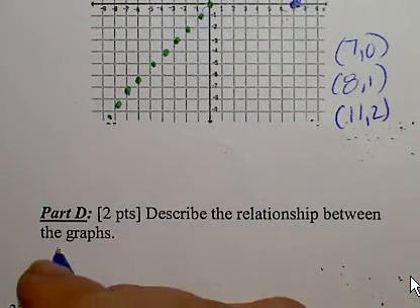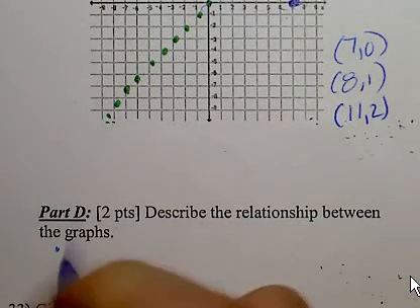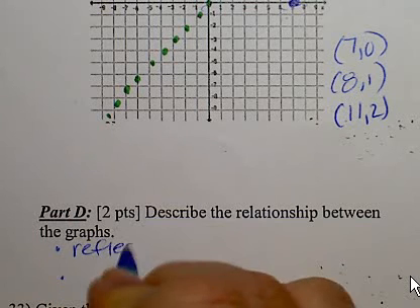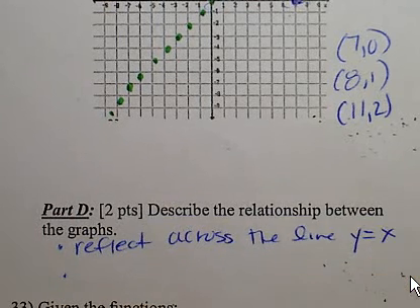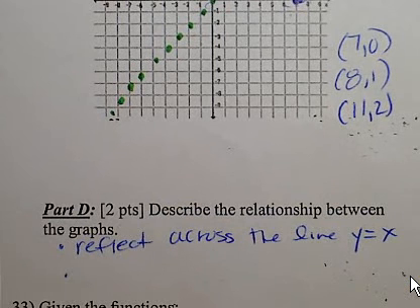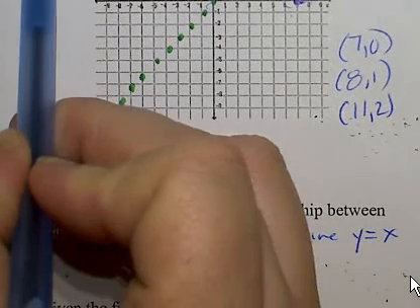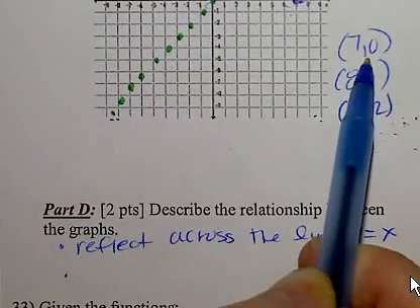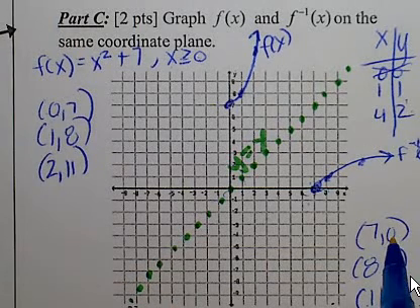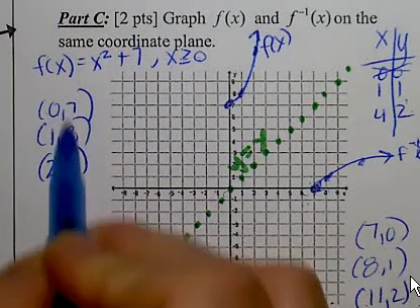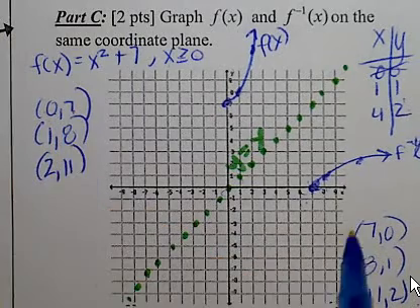So there's two things I'd like you to note down here. They reflect across the line y equals x. And the second, I'll allow you to put in your own words and give you a little bit of time. Remember that the x values of the original function become the y values of the inverse, and the y values of the original function become the x values of the inverse. I'll let you put that into your own words for part D.